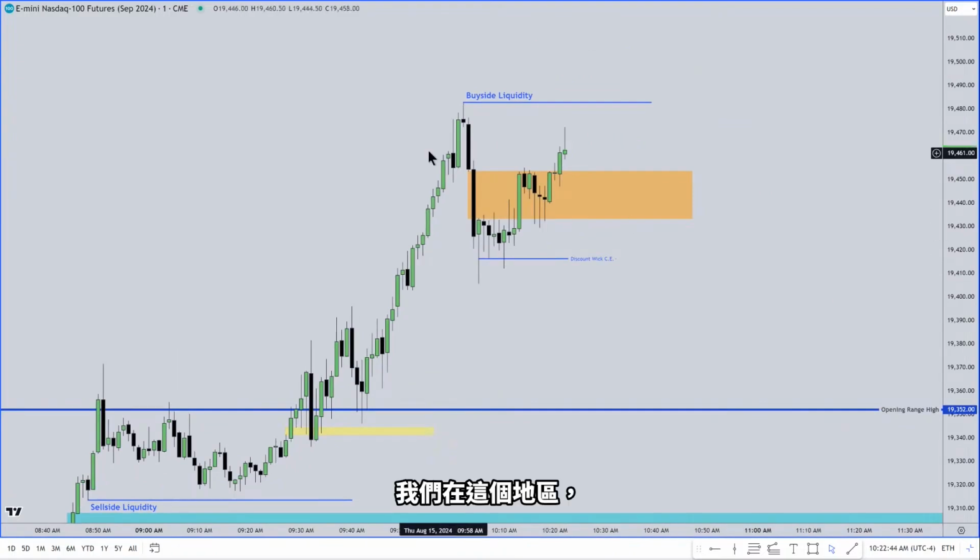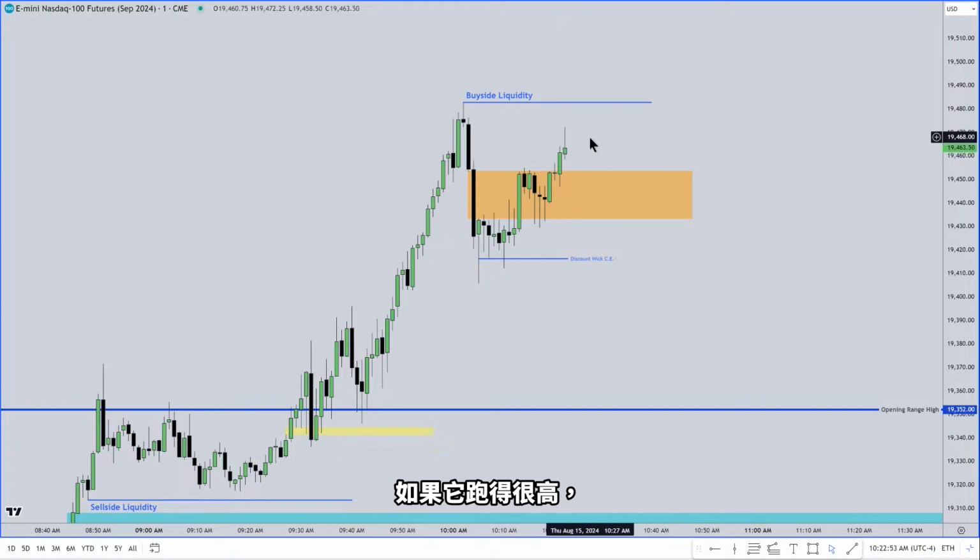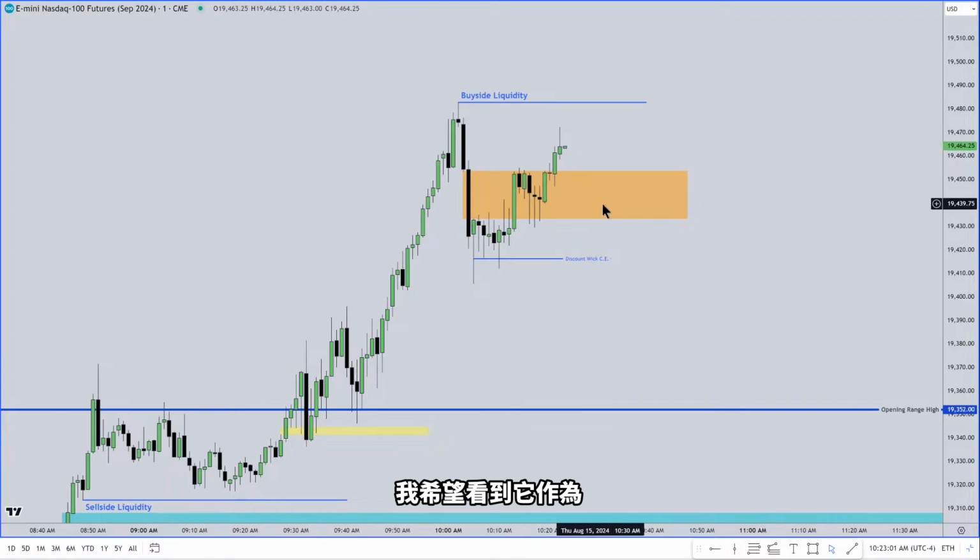So, okay, we're in this area here. That means it's probably going to run this high. If it runs the high, then I would look for it to break down. If we can get back below this gap, I would like to see that act as an inversion fair value gap. No trades have been taken.